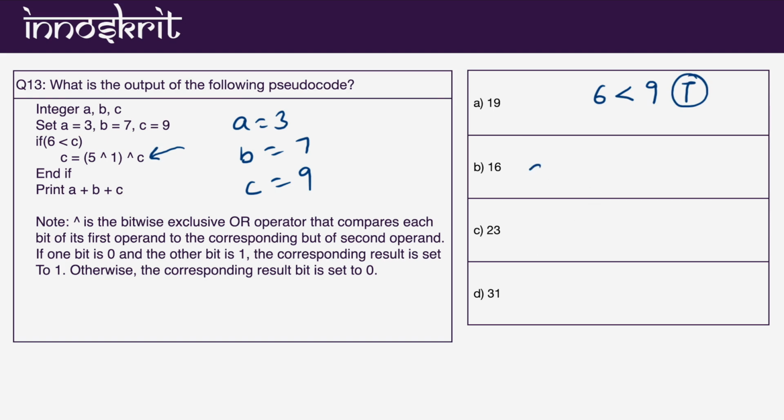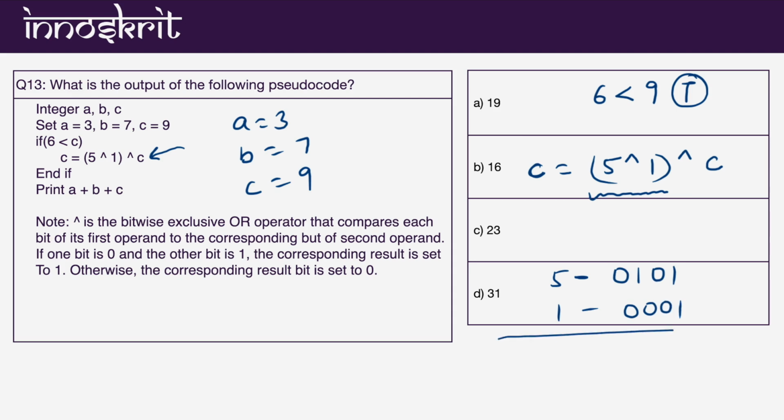What is this? C is actually getting updated by 5 bitwise OR 1, then the bitwise OR of this with C. First of all, we are going to bitwise OR these two. What is 5? 5 is 0, 1, 0, 1. What is 1? 1 is 0, 0, 0, 1. So the OR of these will be 1, 1, 0, 0, 0 will be 0, 1, 0 will be 1 and 0, 0 will be 0. So this is actually going to be 4.